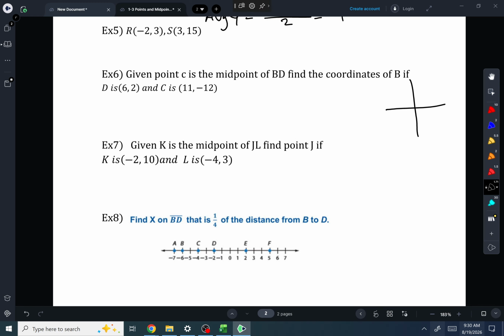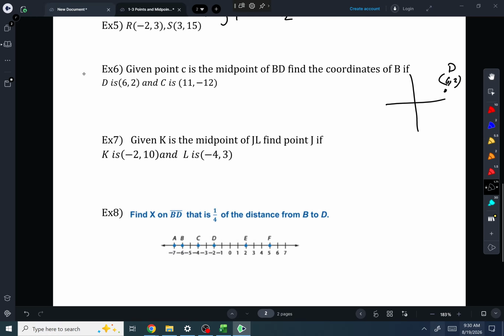All right, what is D? 6, 2. So we're right around here, right? 6, 2, and that is point D. And C is what? I'm wishing I had made more. I'm going to do it over here so I have more room. So I'm going to say 6, 2 is here. That's 6, 2. That's D. 11, negative 12 is down here. That is C, right?